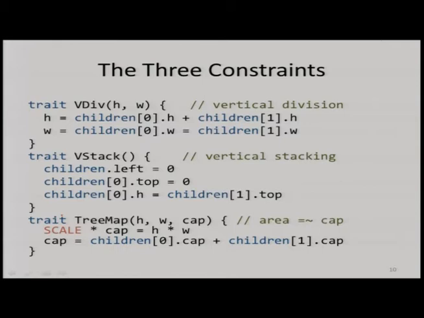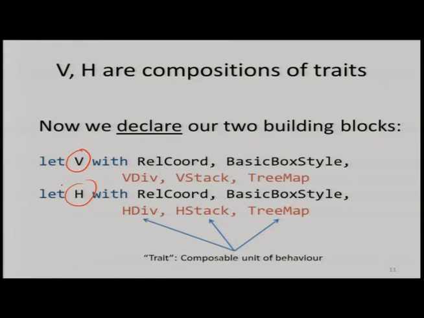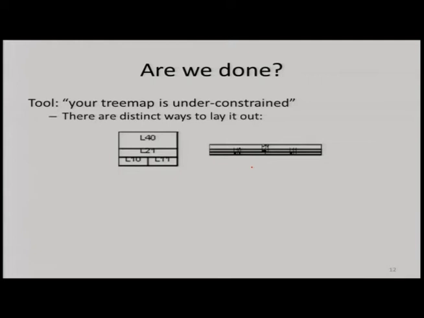Now, using those constraints, we are ready to define the V component and the H component, which is a composition of each of them five different traits or aspects or whatever you want to call them. And here I put together the vertical division, the stacking, the tree map, and there are two from the library which essentially say what a box does and what are relative coordinates. These are predefined for all of us to use. And now with that, we can define our document.